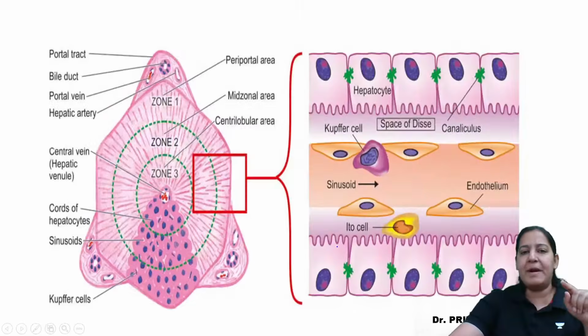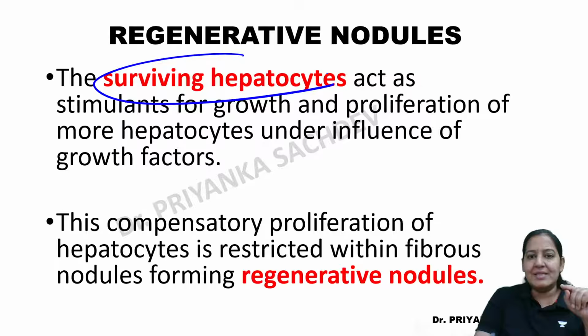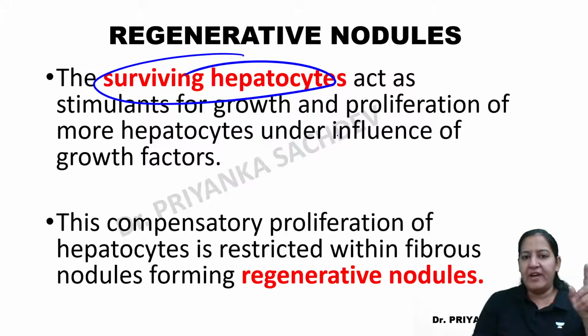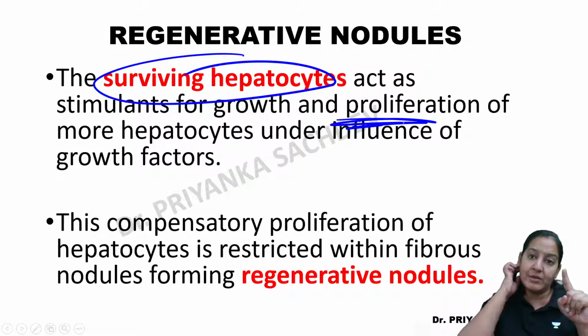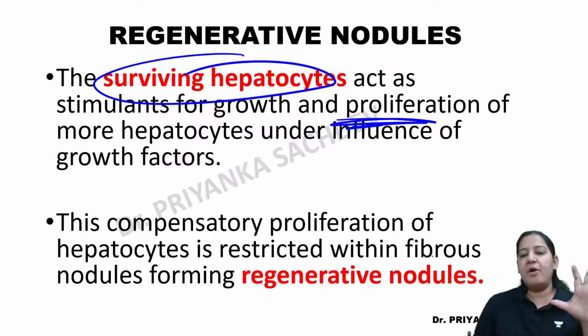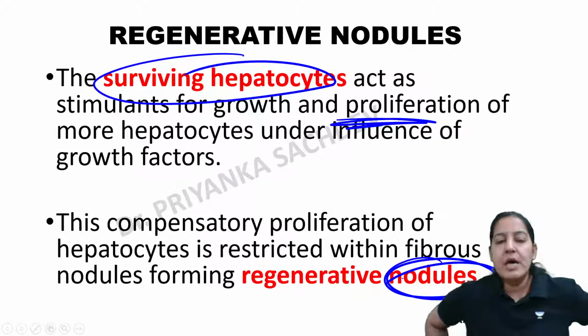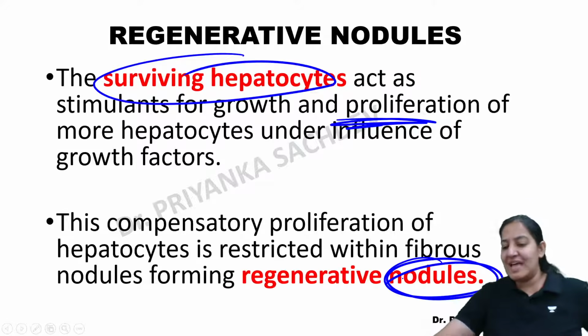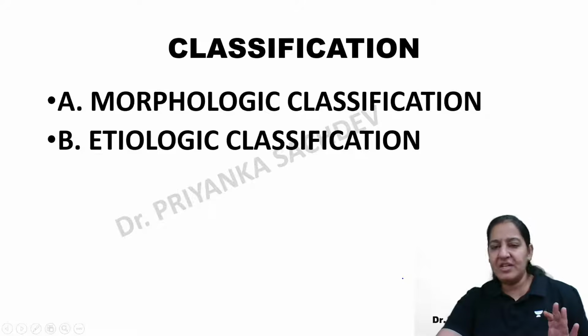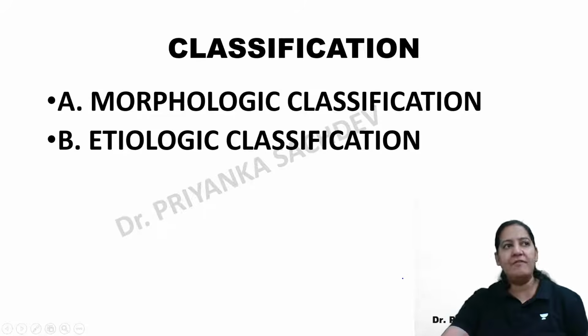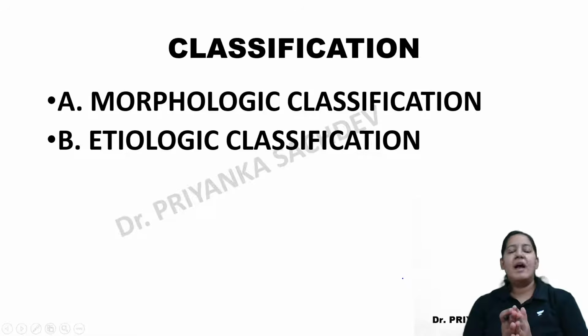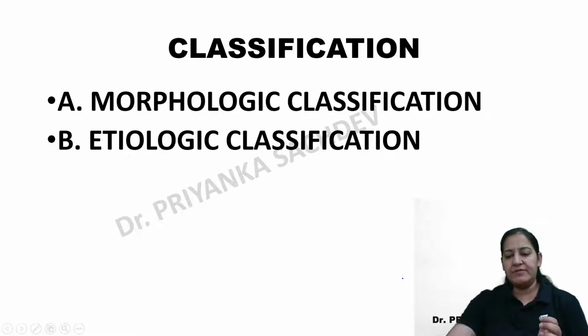Now, the surviving hepatocytes will regenerate, they will proliferate, they will do more and more mitosis and hyperplasia, and they will form the nodules. So ultimately, nodules are formed which are separated from each other by fibrous septa. Have you got it? What is the mechanism? Has everyone got it? Do you have any doubt? Otherwise, give me a thumbs up in the chat box. Shall I proceed ahead? Coming to the classification of cirrhosis.